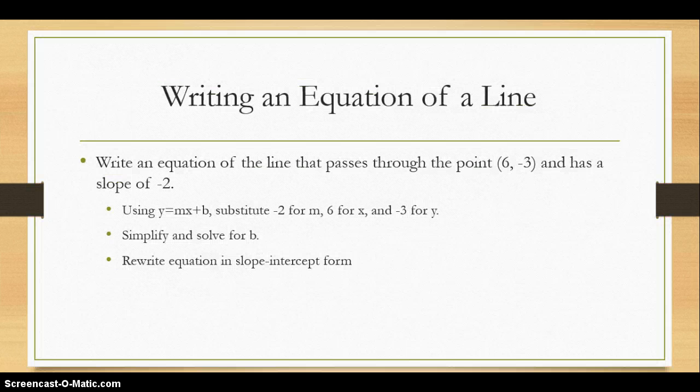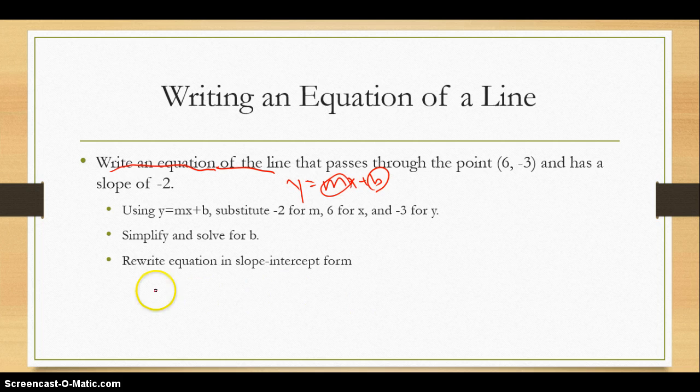So let's jump right into it. Write an equation of the line that passes through the point (6, -3) and has a slope of -2. So we know that in the end what they're asking us to do is write an equation of a line. Well, we know the equation of a line is y equals mx plus b. And the parts that we fill in are obviously the b, the y-intercept, and m, the slope. So given the information in the question, we have -2.